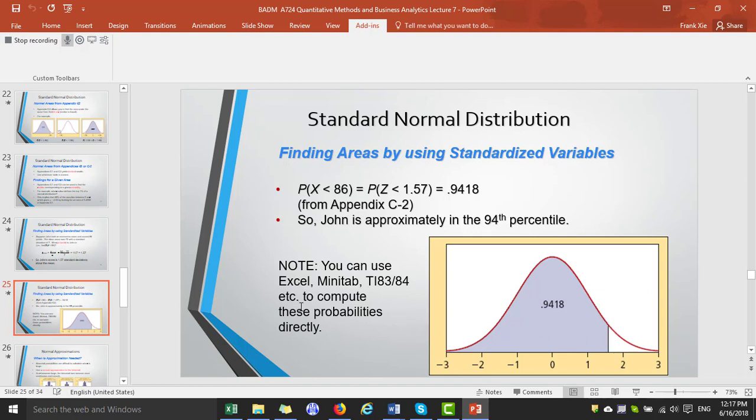You can also use Excel, Minitab, or a TI-83/84 calculator to compute these probabilities directly. They all should give you the same result.